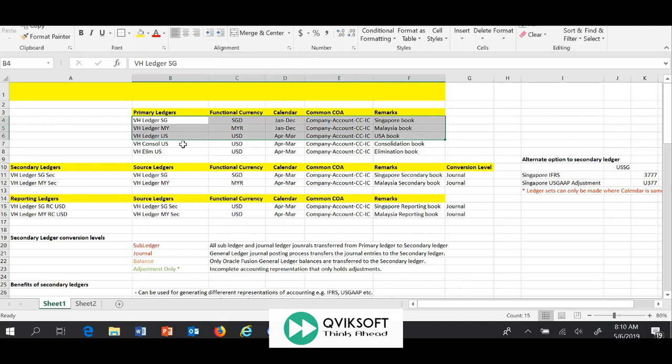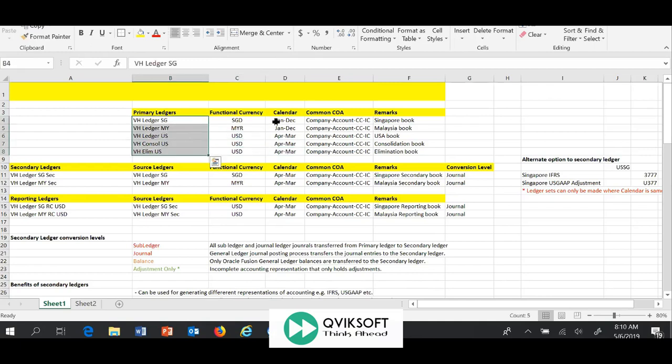Now we talk about the next 2 ledgers. These 2 are also defined as a primary ledger only, because a ledger is a ledger. How we use that ledger is a different thing, but from system perspective, a ledger is a ledger. I defined a consolidation ledger in US dollar, and I want to do consolidation in a financial year of April to March, and my calendar is the same. And I've also defined an elimination ledger, which is US dollar, and the calendar is also April to March.